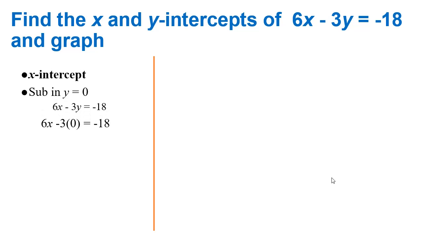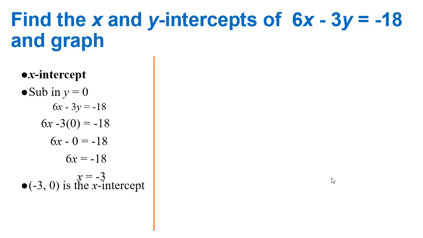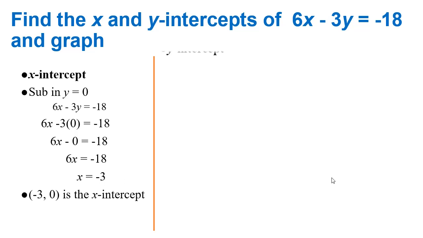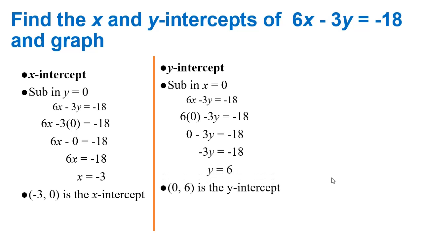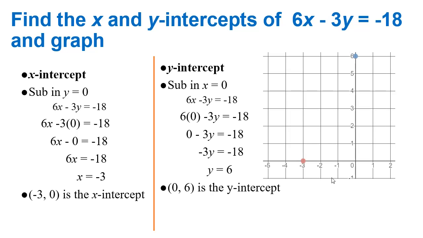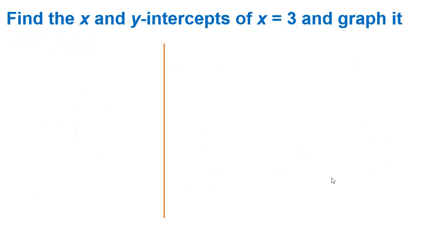All right, hopefully you did that. If I take the y and make it equal to 0, I find out that x is equal to -3, giving me an x-intercept of (-3, 0). And then if I make the x equal to 0, I find out that the y-intercept is going to be 6. So I've got a y-intercept of (0, 6) and an x-intercept of (-3, 0). If I plot both those points and then put a line connecting them with an arrow on each end, I've got a quick sketch of that line.